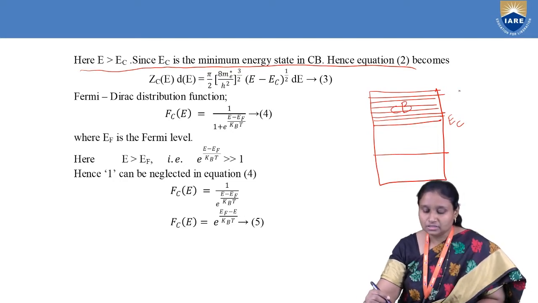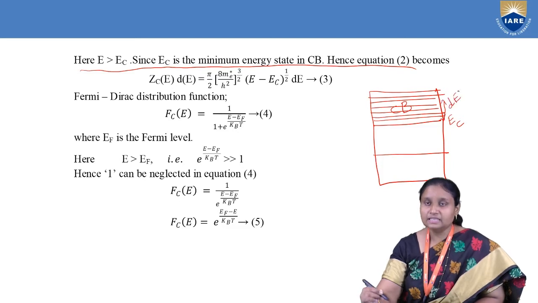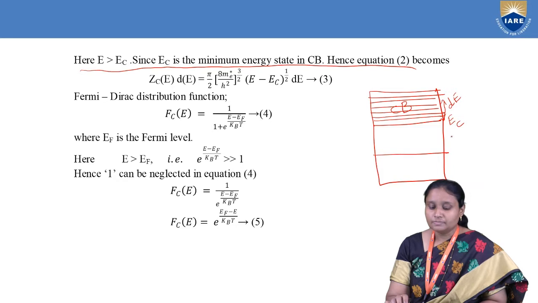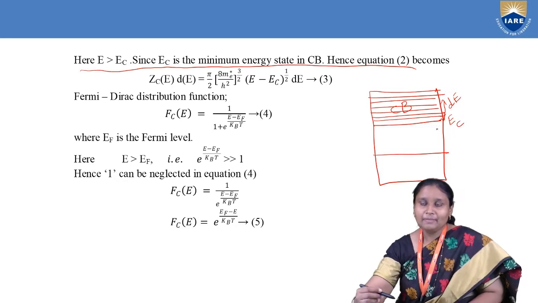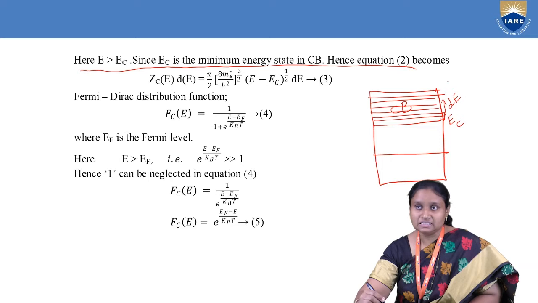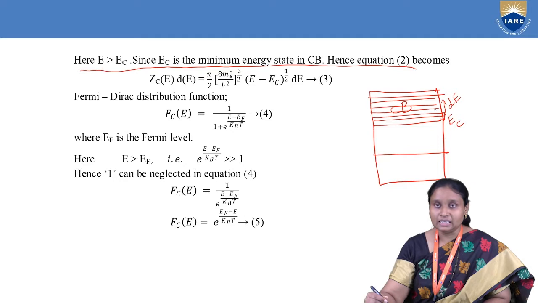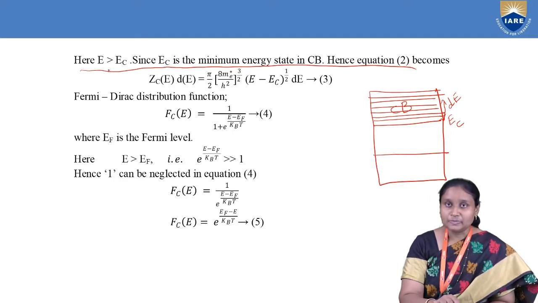Now I have considered a set of energy levels, and that energy interval I am calling dE. What you are observing here is that I am considering dE above EC. So I am considering energy levels above EC, and I am not considering energy levels below EC. So whatever energy level we take, it is present above EC. What is EC? EC is the bottommost energy level of the conduction band.